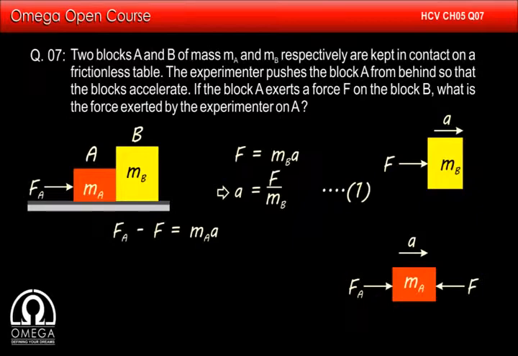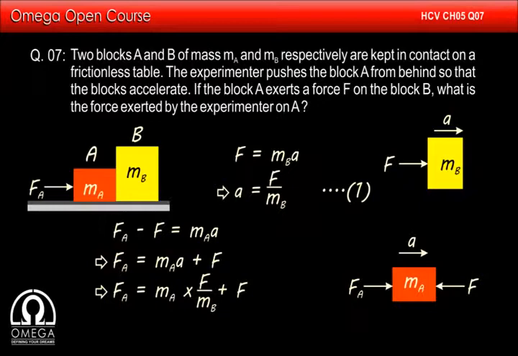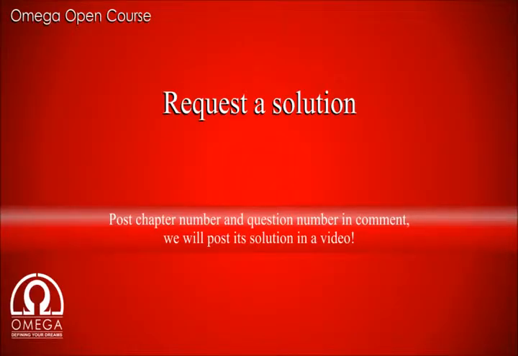Therefore, Fa minus F is equal to MA into a, which implies Fa is equal to MA into a plus F. Putting the value of a, we get Fa is equal to MA into F by MB plus F, or Fa is equal to F into 1 plus MA by MB. This is our answer.